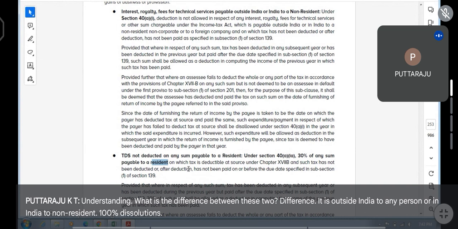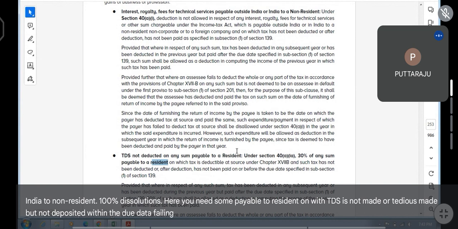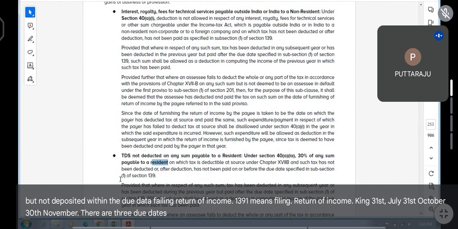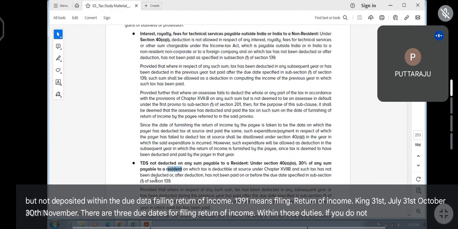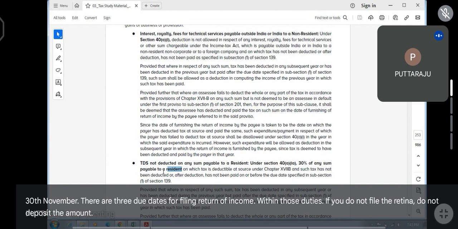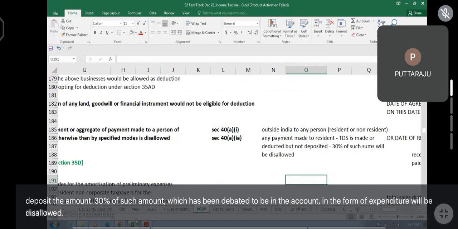100% disallowance. Here, any sum payable to a resident on which TDS is not made, or TDS made but not deposited within the due date of filing return of income. 139(1) means filing return of income. Okay. 31st July, 31st October, 30th November. There are 3 due dates for filing return of income. Within those due dates, if you do not deposit the amount, 30% of such amount which has been debited to P&L account in the form of expenditure will be disallowed with respect to these two sections.